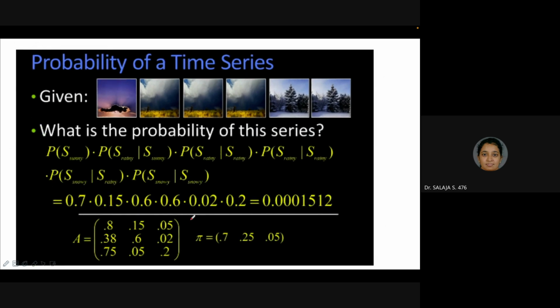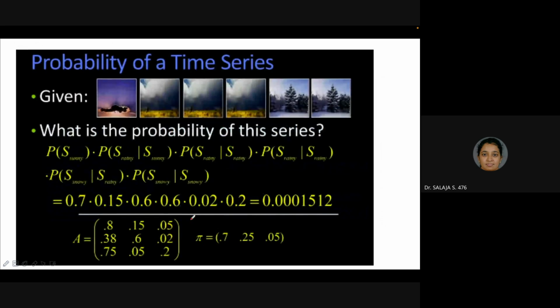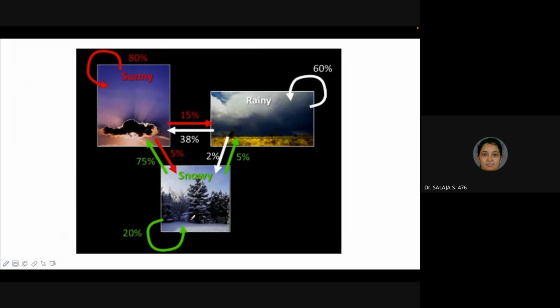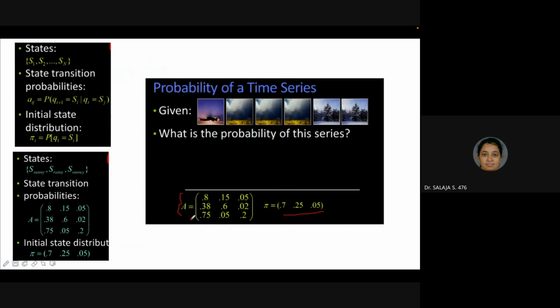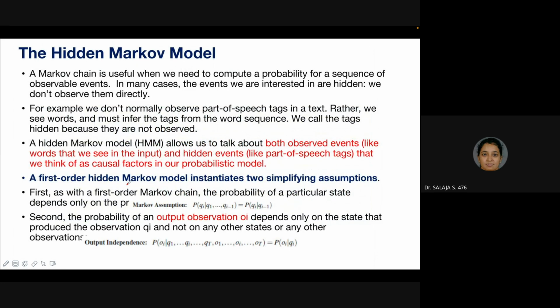Based on the given input, this is the probability we take into account. The components of the Markov chain are, for example, the different states in the system, and each state has an initial probability and a transition probability. So the components of the system are Q, which is the set of states, the transition probability, and the initial probability.